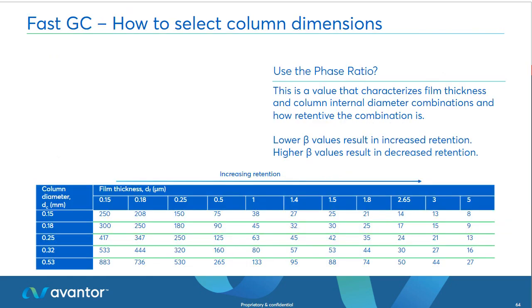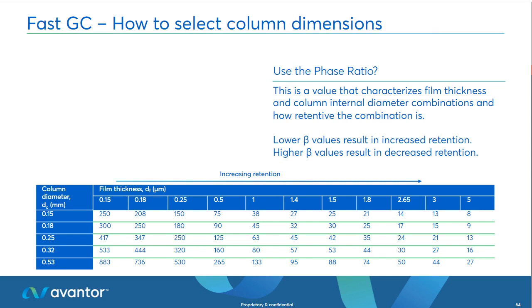So when we look at how we actually select the column dimensions when going from standard GC to FastGC, we use the phase ratio. This is a value that characterizes the film thickness and column internal diameter combination and how retentive that combination is. The lower β values have increased retention, so these are for low boilers and analytes that need more retention. These combinations are better for those.